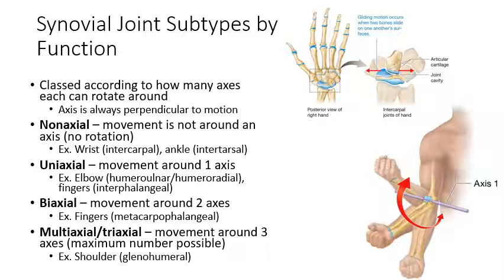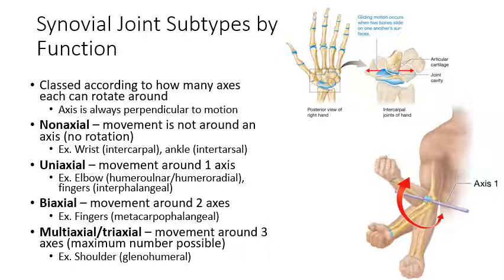Then you have uniaxial synovial joints, where you have just one axis of rotation for the joint. The elbow joint is an example of that. So your elbow can only rotate the one way. Therefore, it's a uniaxial joint. Then you also have biaxial joints, where the joint can actually rotate in two different directions, so it can move around two axes, not just one.